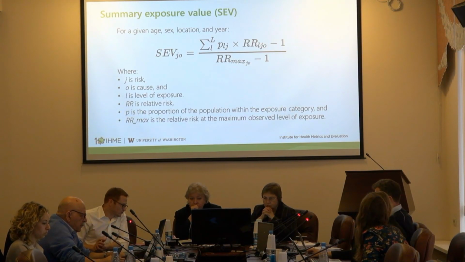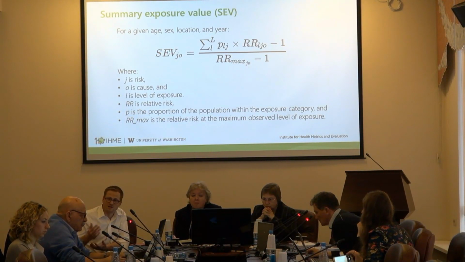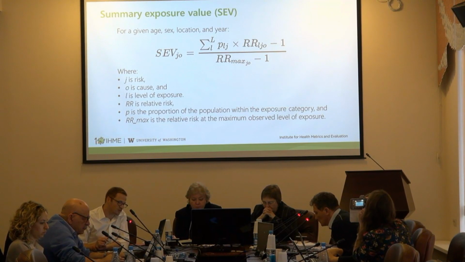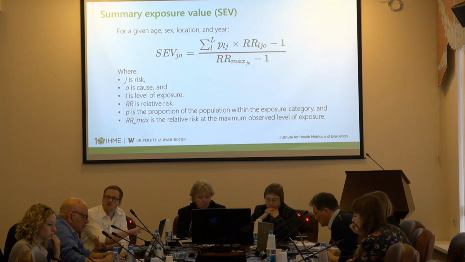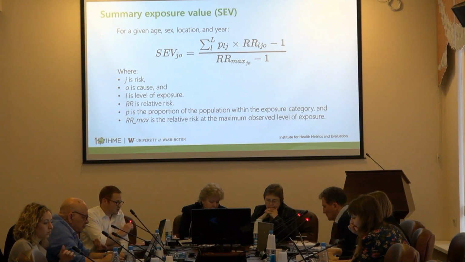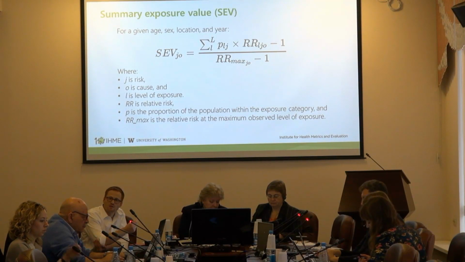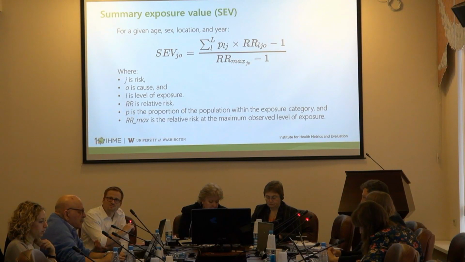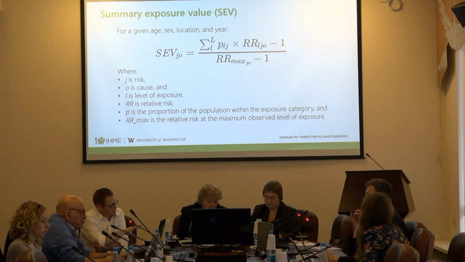And the calculation is actually pretty straightforward. We go through and take the prevalence of every exposure level and multiply it by the relative risk minus 1, so the excess risk associated with that exposure level. For continuous risks, we have a similar version, but it integrates rather than just doing a simple sum. And that's really all it is. It's all in reference to the maximum relative risk that we observe anywhere in the world. So that's the SEV. I find it a very handy way to think about risk.